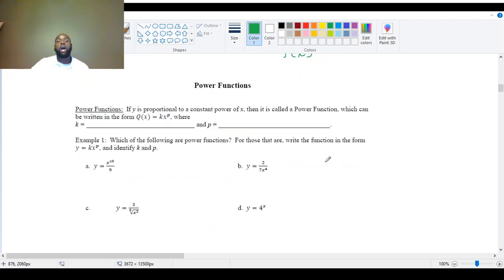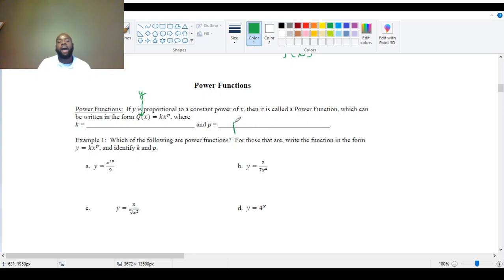All right, let's go to what we call power functions. Power functions: if y is proportional to a constant power of x, then it is called a power function. What in the world does proportional mean? All right, in math, proportional means that when something is related to something proportionally, one thing is some number times something else, right? So when it says y is proportional to a constant power of x, that means you can write your output value y, which we're calling q of x here, equals some constant, which we're calling k, times x to some power, right?